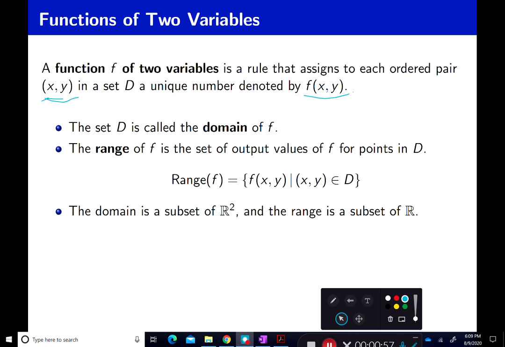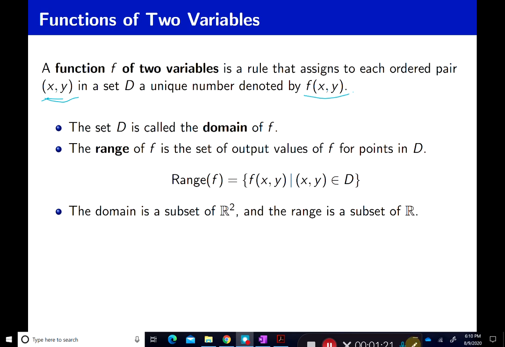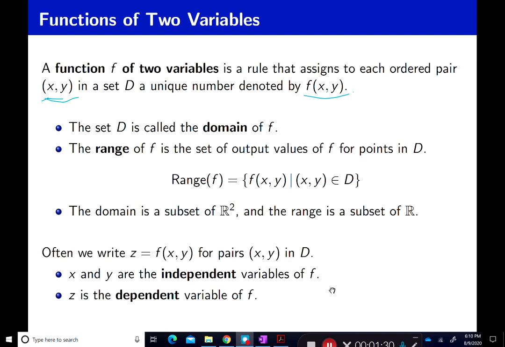The range of f is the set of all output values of f for points in D. Range of f is basically the output f of x and y, where x and y belong to D, which is the domain. The domain is a subset of R2, and the range is a subset of R. Again, functions of two variables are scalar output functions.